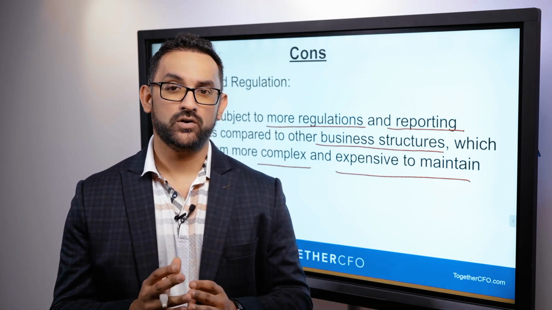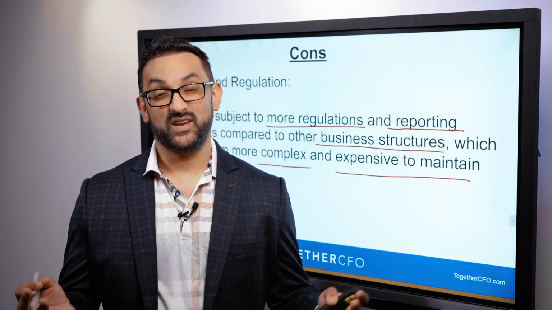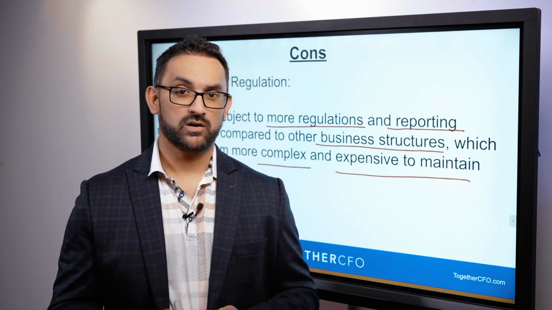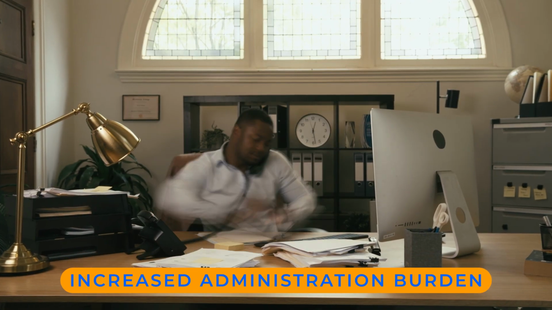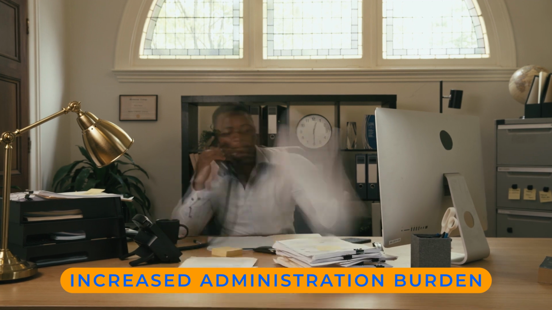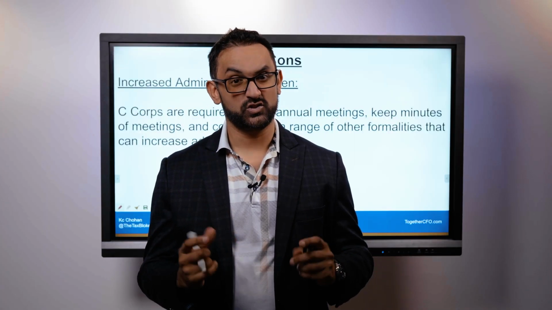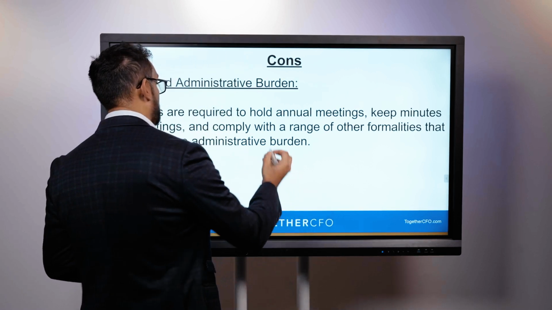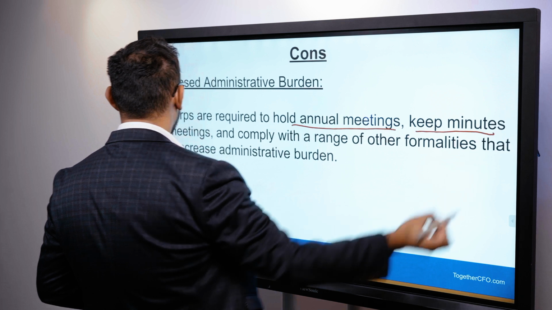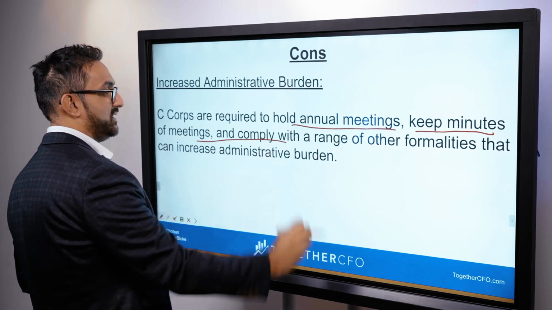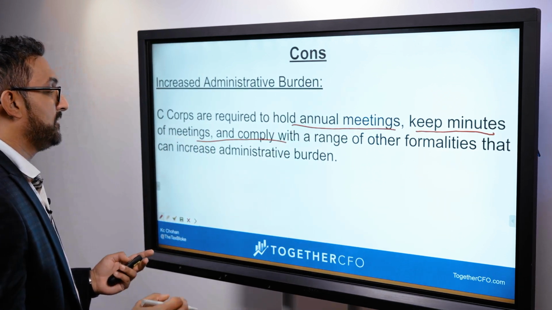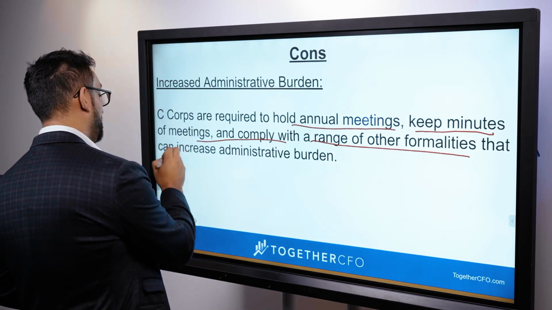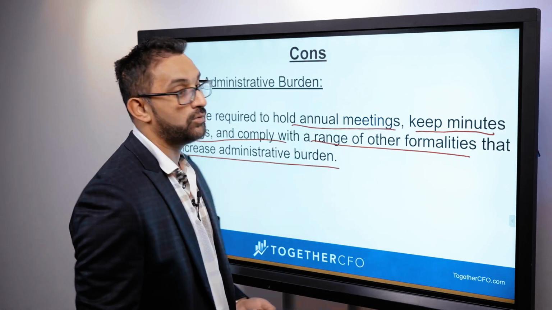So if it is important, you can take the extra steps, but if it isn't, you may be better off with an S Corp or an LLC. You do the work. Like most things in life, nobody likes administration. Problem is, there's a lot of administration with C Corps. So, with all of these extra requirements, there's annual meetings, there's meeting minutes, there's all this complexity to comply with regulations and a whole range of formalities that you have to follow, right? And that is going to increase the admin burden, no doubt whatsoever.